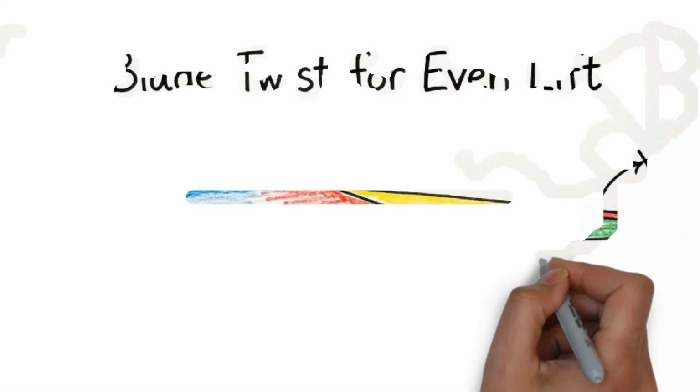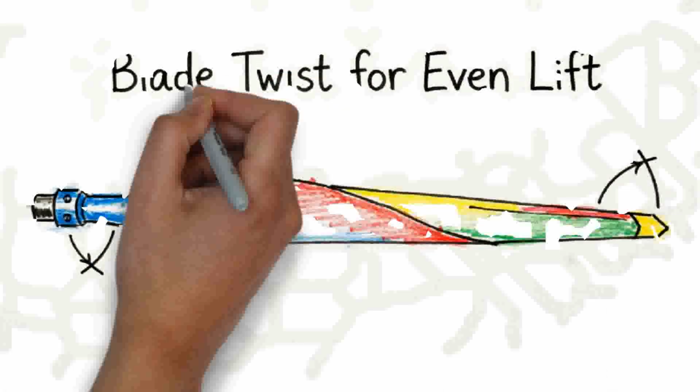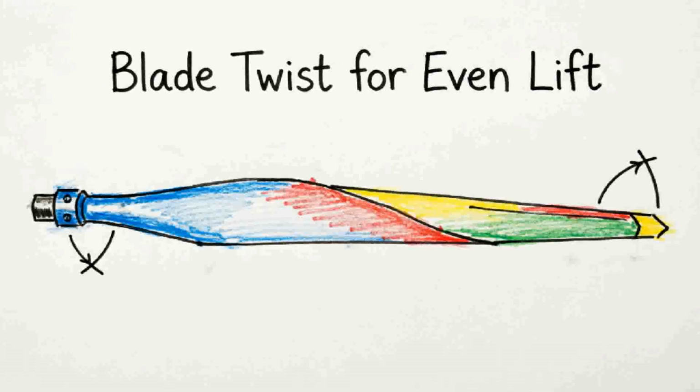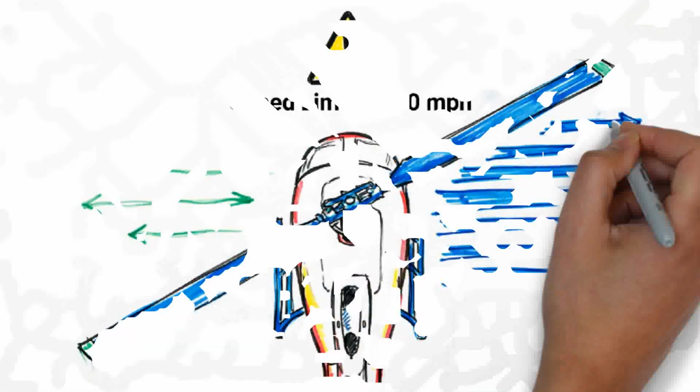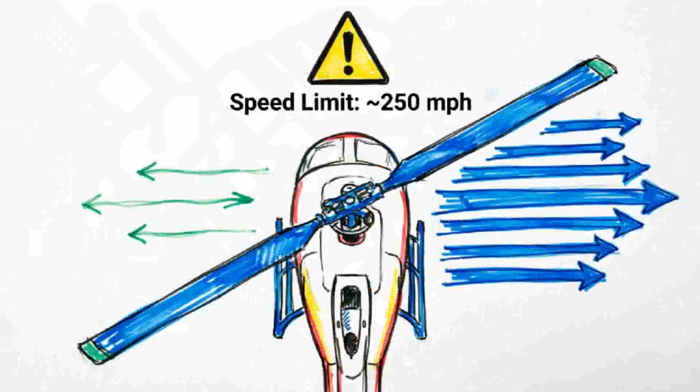Helicopter blades are specially designed with a twist, a steeper angle at the root, and flatter at the tip for even lift. At high speeds, the blade moving backward gets less airflow, causing retreating blade stall. This limits helicopter top speed to about 250 miles per hour.